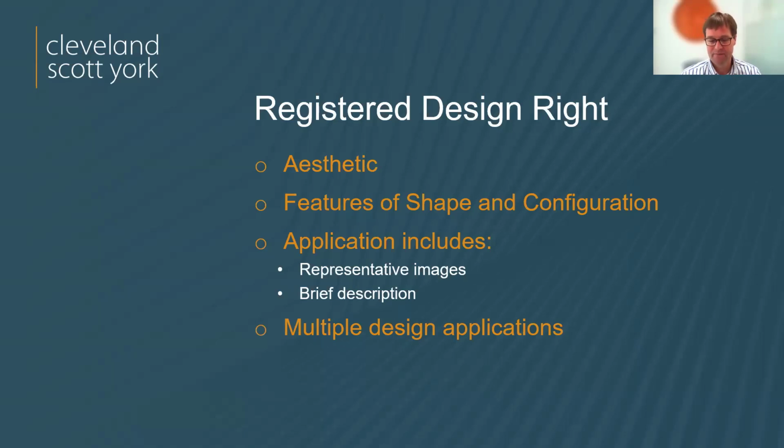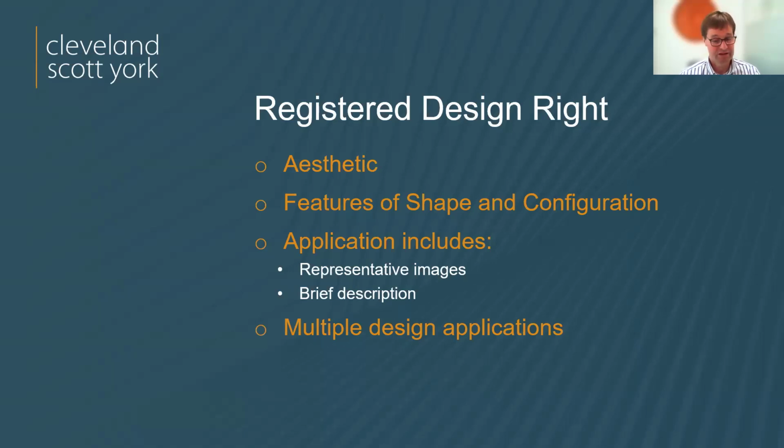It covers principally features of shape and configuration, but it can also cover things like the contours, the textures, and even the materials to an extent. So if the material is made of glass or metal or fabric, you can cover those aspects of things. So it's a little bit broader than unregistered design right, which is really limited to shape and configuration. So it gives you a little bit more scope for really protecting the idea.